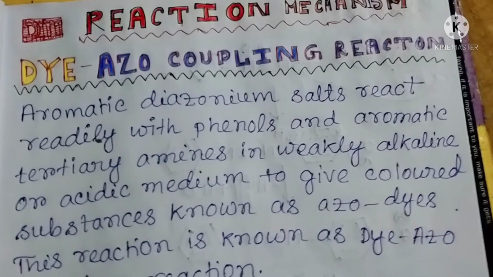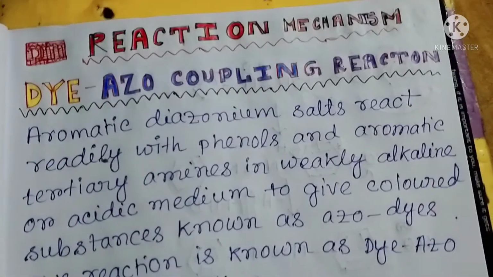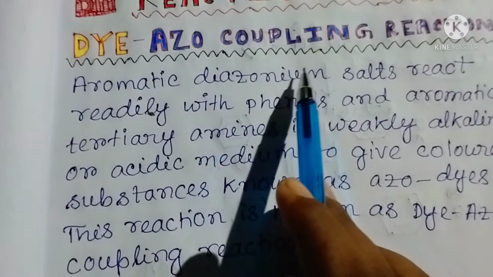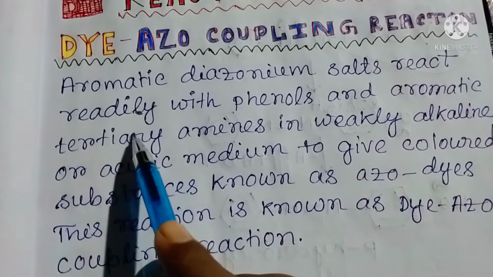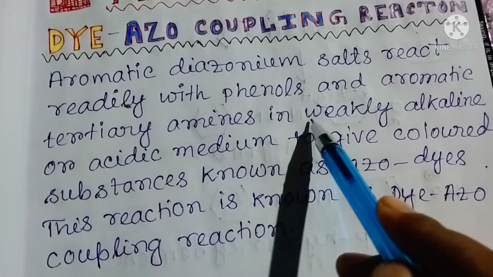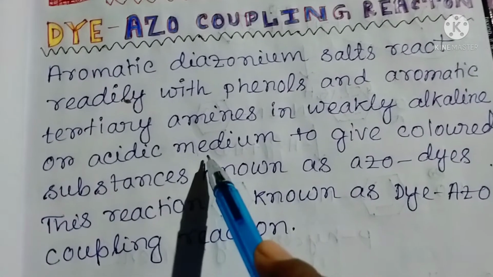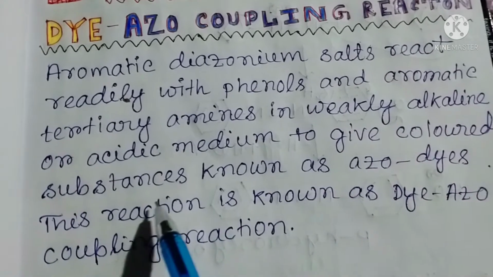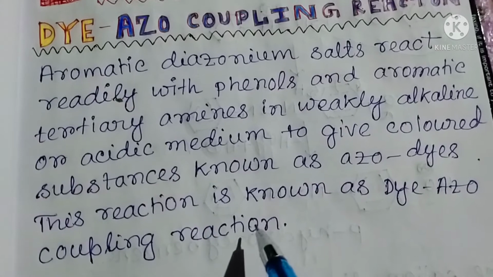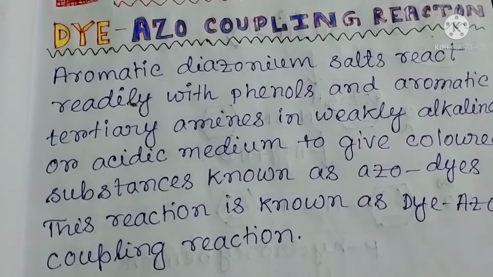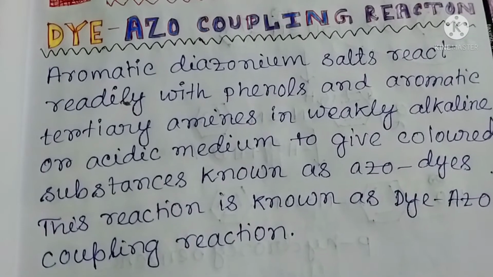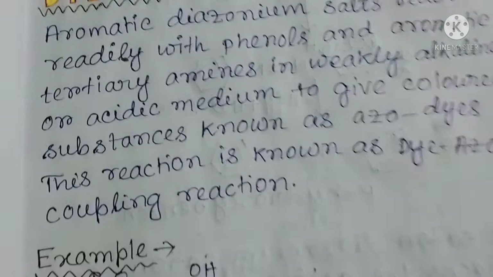Let's see what is Dye-Azo Coupling reaction. Aromatic diazonium salts react readily with phenols and aromatic tertiary amines in weakly alkaline or acidic medium to give colored substances known as azo-dyes. This reaction is known as Dye-Azo Coupling reaction. Now, let's see some examples of Dye-Azo Coupling reaction.